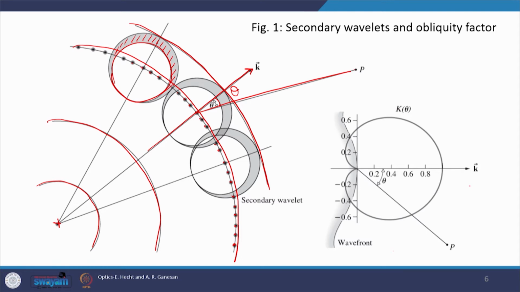Now, if you plot K theta with respect to theta, then you see this kind of variation. The obliquity factor shows this type of variation, and you see that in the forward direction its value is 1, while in the backward direction its value is 0. It means that most of the energy will propagate in the forward direction, a part will go in other theta directions, but in the backward direction no energy will propagate; the wave will not propagate in the backward direction.